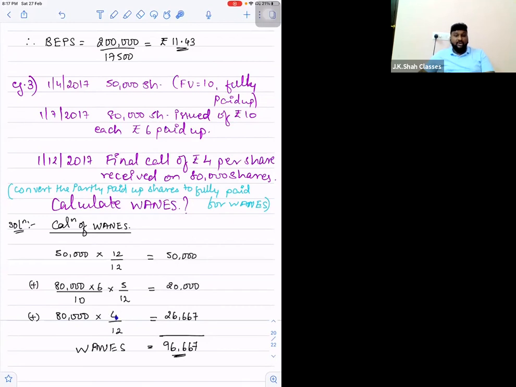This is the area where the majority of the students make a mistake. Or some people take it here 9 by 12 also, and again they do this 80,000 into 4 by 12. That is absolutely wrong. Please apply your common sense. These are partly paid up. These shares are in the partly paid up form only for a period of 5 months. That is July, August, September, October, November. That's it. From December, these become fully paid up. So you will be considering these partly paid up shares as outstanding only for a period of 5 months.